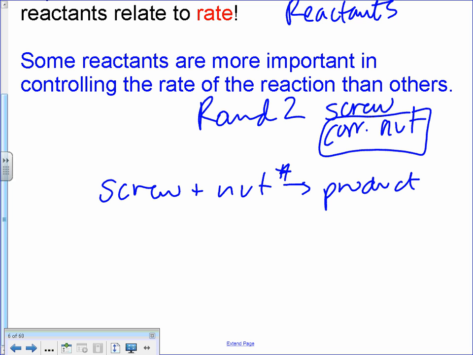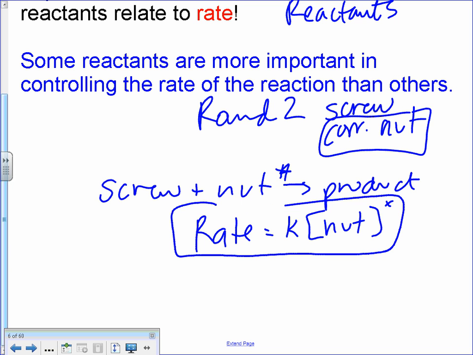So how would that be reflected in a rate law? We would have to get more experimental data, but it would be rate is equal to k, a lowercase k, times the concentration of the nut to some power, x. So you'll notice I'm concerned about the reactants, but not both reactants, only the one controlling the rate. That's where we use data, graphs, and lab data that we collect to figure out the rate law. Rate laws are written like this: rate is equal to lowercase k times the concentration of a reactant, or maybe both, to some power.